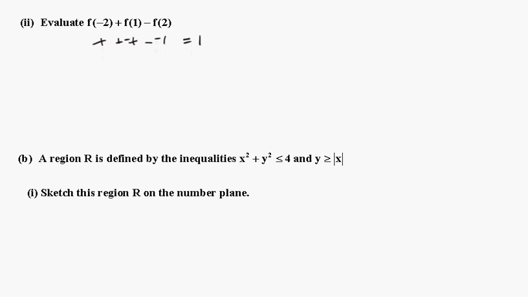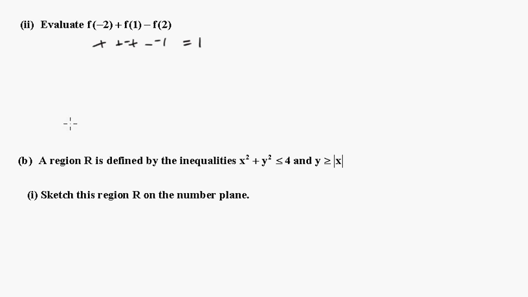Okay, this one. A region is defined by these inequalities. Let's store that. So we've got our circle of radius 2. And that would be all points inside that, including the boundary. Now the y equals the absolute value of x would look this way. And of course, that would be all these points here, will be greater than here. So that would include just this little section in here. That would be the region.